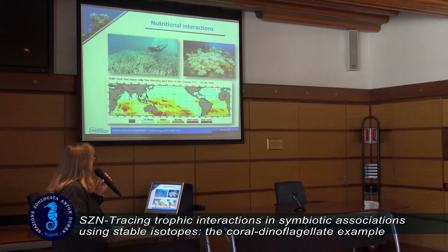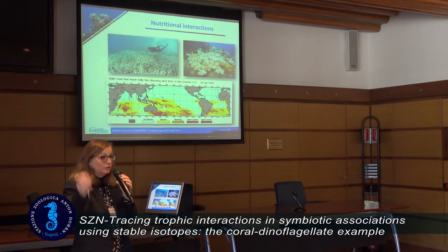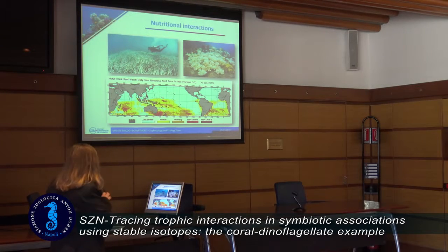And here, just for 2019, this year, all the red dots here are locations where temperature has been above the natural temperature and which have induced coral bleaching.